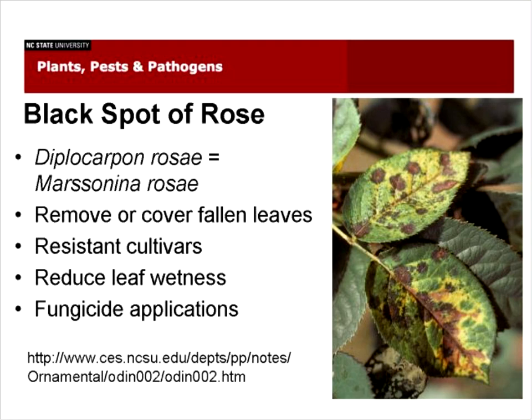There are some resistant cultivars out there. You've probably all heard about the knockout roses. That doesn't mean they're resistant to all leaf diseases, though. We've seen them hit with cylindrocladium leaf spot and hit pretty heavily with downy mildew.